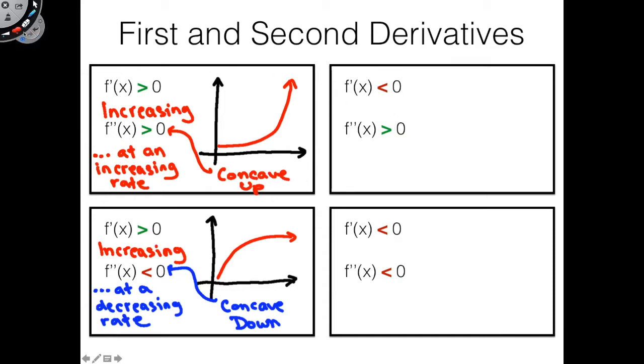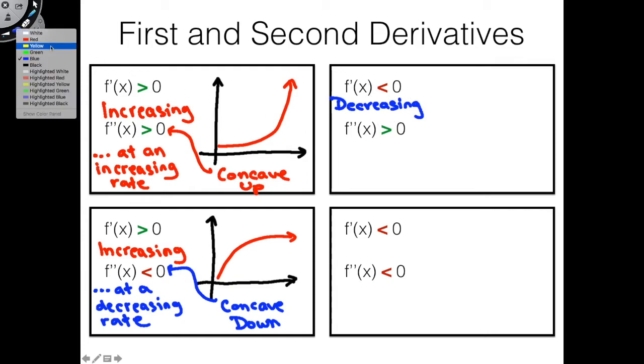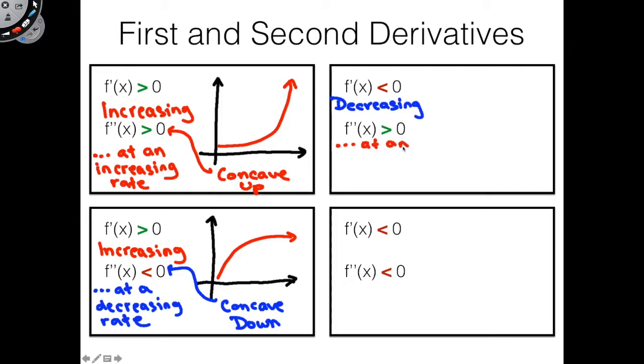Now let's move up here. That should be in blue. So the first derivative this time is less than 0. So this tells us that the function is decreasing, right? But the second derivative, on the other hand, is positive. So therefore, we're decreasing, but our rate of decrease is increasing. That doesn't really make sense if we say it that way, but the slope of the tangent line, if you remember, is getting more and more positive, closer and closer to 0. So what's really happening here is that we're decreasing at an increasing rate.